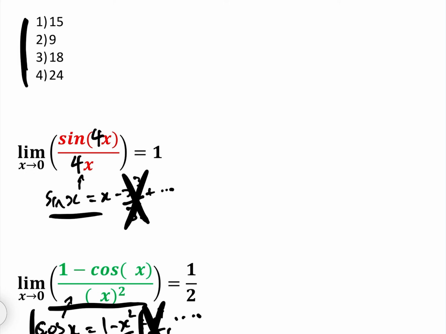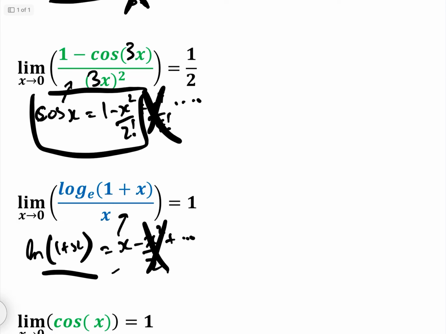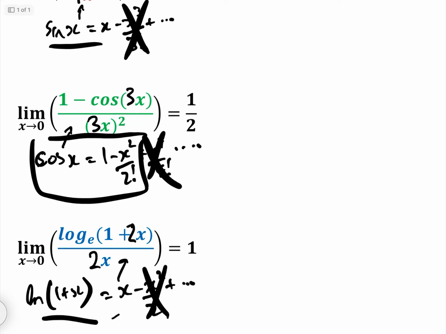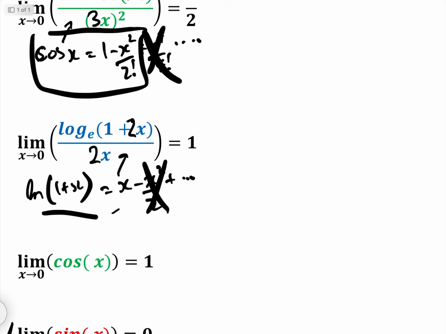The limit of sin 4x over 4x as x approaches 0 is 1. On cos x we can add 3, so the limit of (1 minus cos 3x) over (3x) squared is a half. On this one we can add a 2 here, and it's still a valid limit. And of course on the final one, the cos one, what was the cos here? 4x. So again, if the limit of cos x is 1, the limit of cos of 4x is also 1.